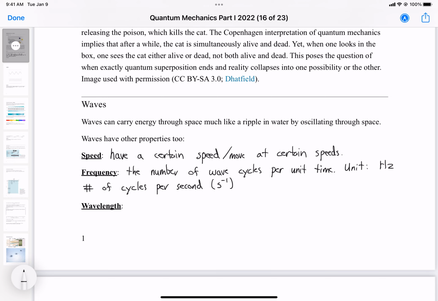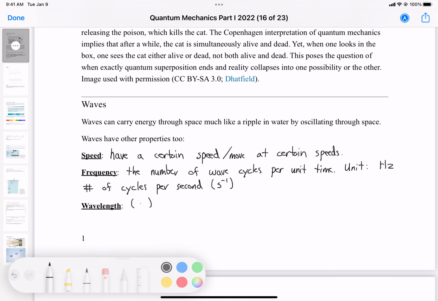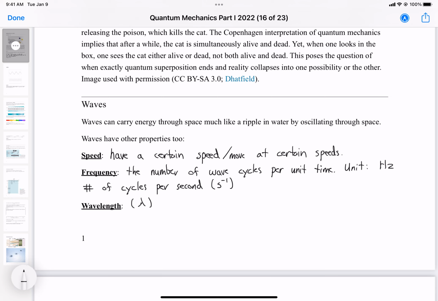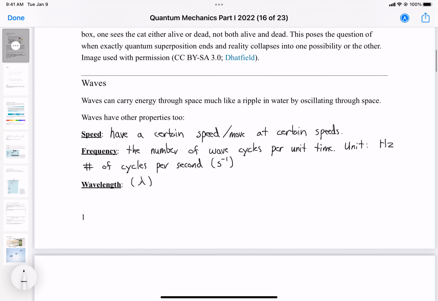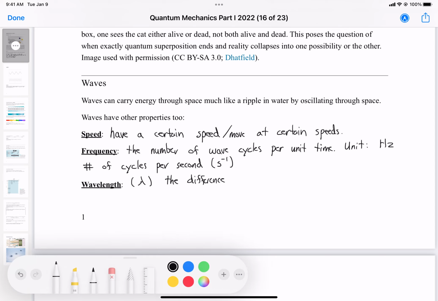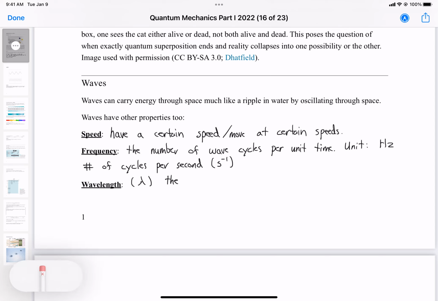Okay. Wavelength has the symbol lambda, Greek symbol lambda. That's for wavelength right here. It kind of looks like a kanji character, but it's not a kanji character, okay? It's the Greek letter lambda. All right? So the wavelength is not the difference, my apologies, it's the distance between repeating parts of a wave.